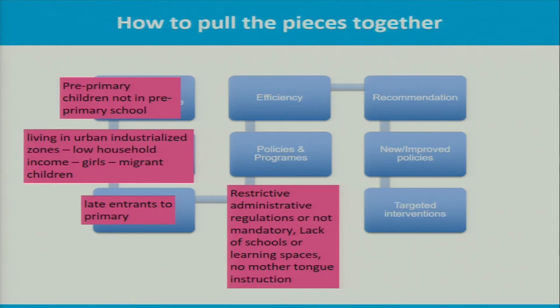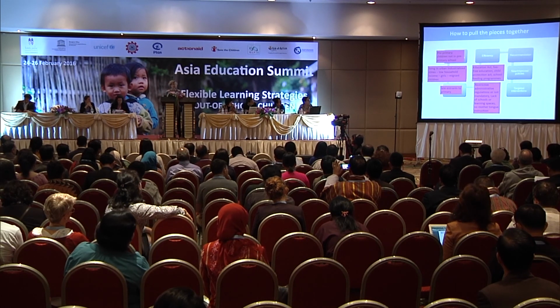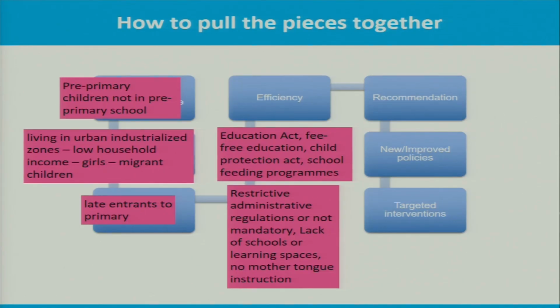Then of course there are the barriers, which could be many things. Could be restrictive administrative regulations, or simply that pre-primary is not mandatory. Lack of schools, lack of learning spaces, no mother tongue instruction. And then we look at the existing policies. As I said, they're there. So it's very important to recognize what already is in place.